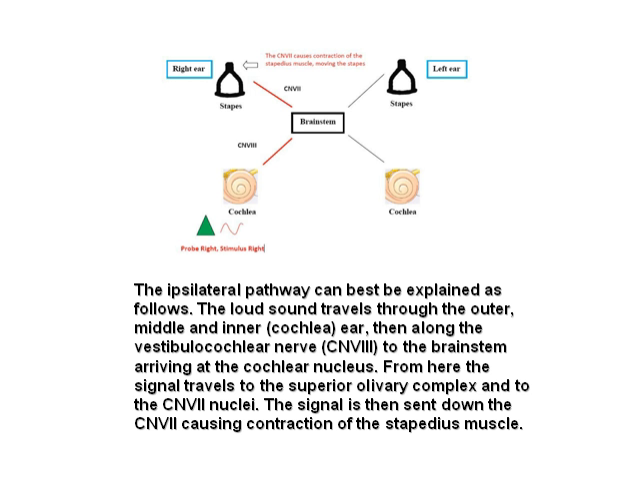This is a diagrammatic representation. I repeat again, the ipsilateral pathway can best be explained as follows. The loud sound travels through the outer, middle, and inner ear along the vestibulocochlear nerve to the brainstem, arriving at the cochlear nucleus, from where the signal travels to the superior olivary complex and to the seventh nerve nucleus. The signal is then sent down the seventh nerve, causing a contraction of the stapedial muscle.